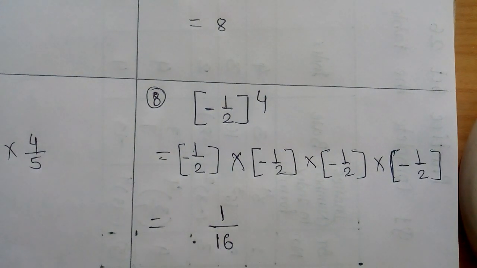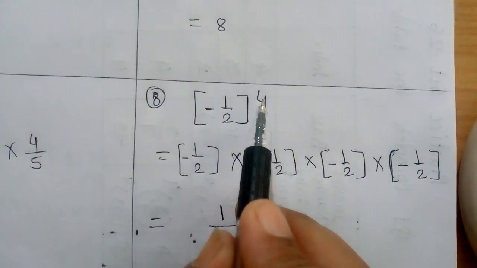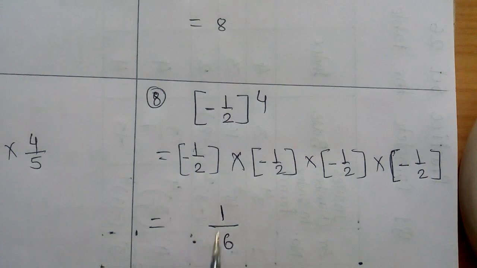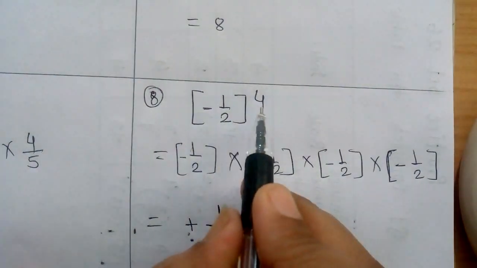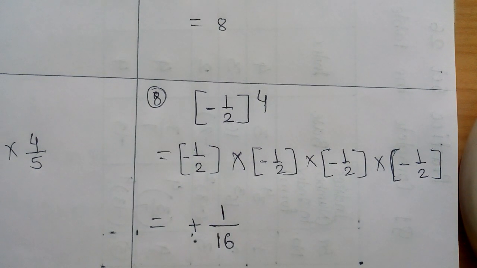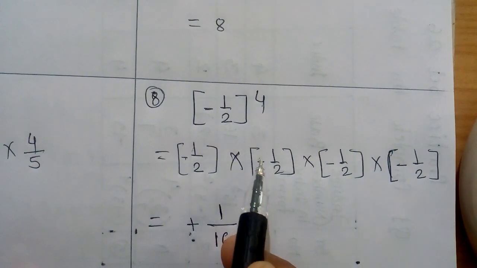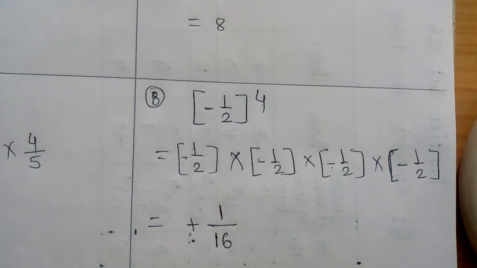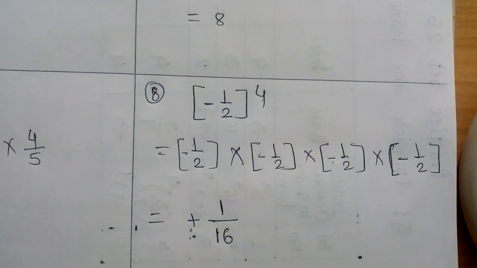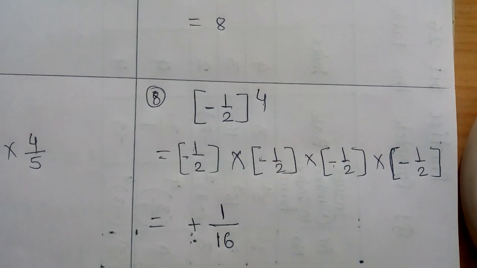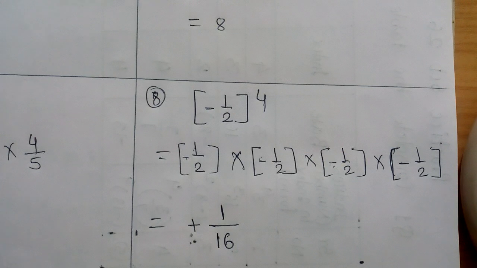And what about the sign now? As I told you, if the index is an even number, we have to give a positive sign to the answer. So it is even. 4 is an even number. And how it is, that also I told you. Negative, negative, positive. Positive, negative, negative. Again negative, negative, it will be positive. So it is positive 1 upon 16. So how is this indices chapter? It is very simple. Now in the next video we will see the rules of indices.